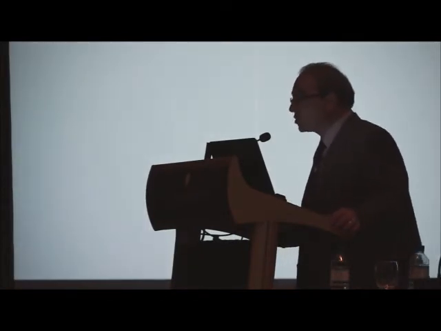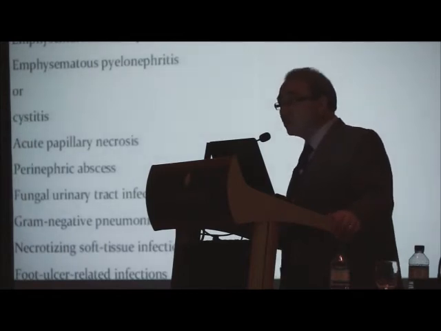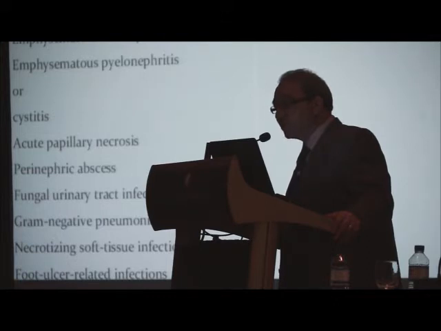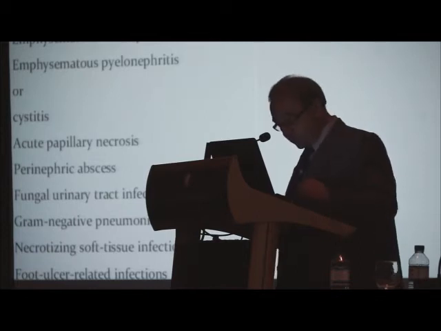The first group includes infections which have a proven, clear-cut association with diabetes. This included 2 infections only, tuberculosis and bacteriuria in females. The second group, with probable association, as I said before, are infections where at least 30% of patients were discovered to be diabetics. This includes malignant otitis externa, rhinocerebral mucormycosis, emphysematous cholecystitis, emphysematous pyelonephritis or cystitis, acute papillary necrosis, perinephric abscess, fungal urinary tract infection, gram-negative pneumonia, necrotizing soft tissue infections, and foot ulcer-related infections.